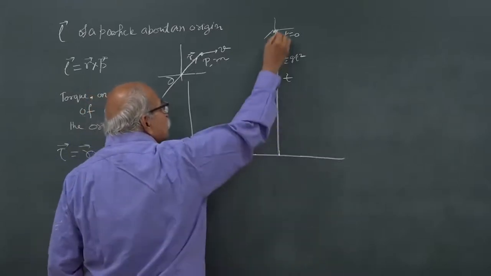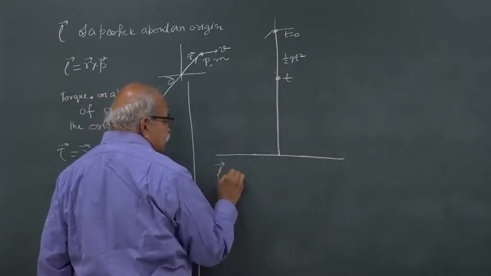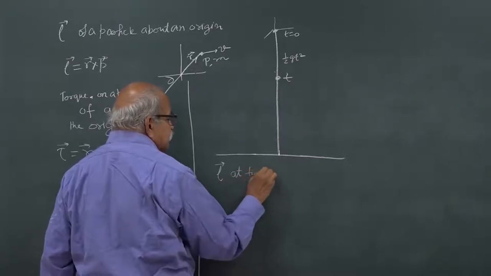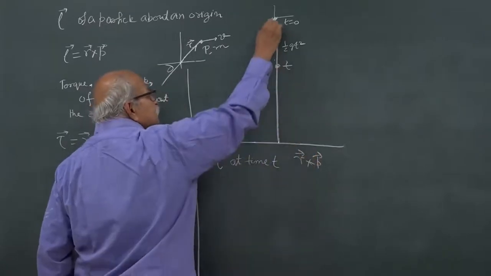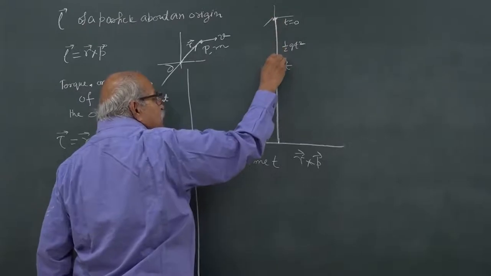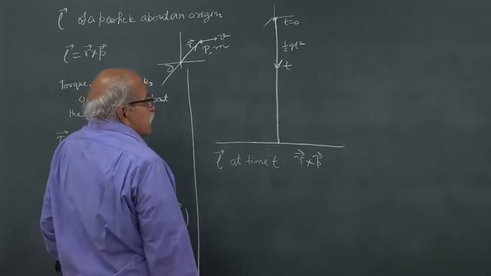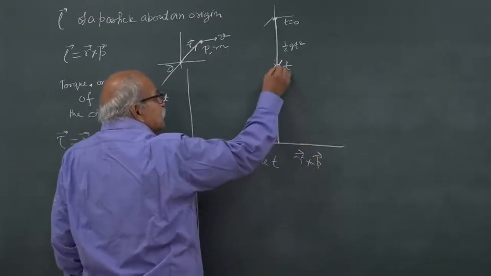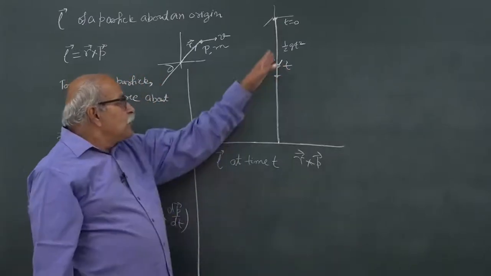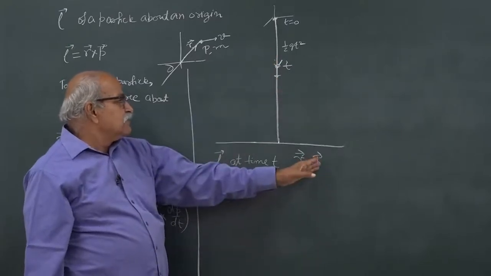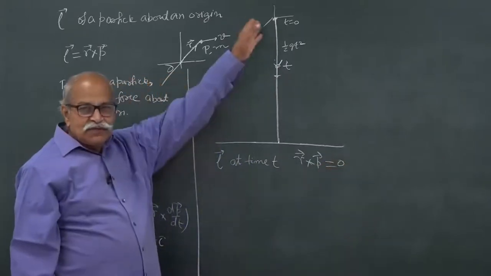So if I ask what is the angular momentum of this particle at time t? So L at time t is R cross P. Now what is the R vector? Here is the origin. So this is our position vector of the particle at time t. And what is the linear momentum? It is mass times velocity, and the two are in the same direction. R vector and this P vector are in the same direction, and therefore this is 0. Angular momentum remains zero, it moves on this straight line.